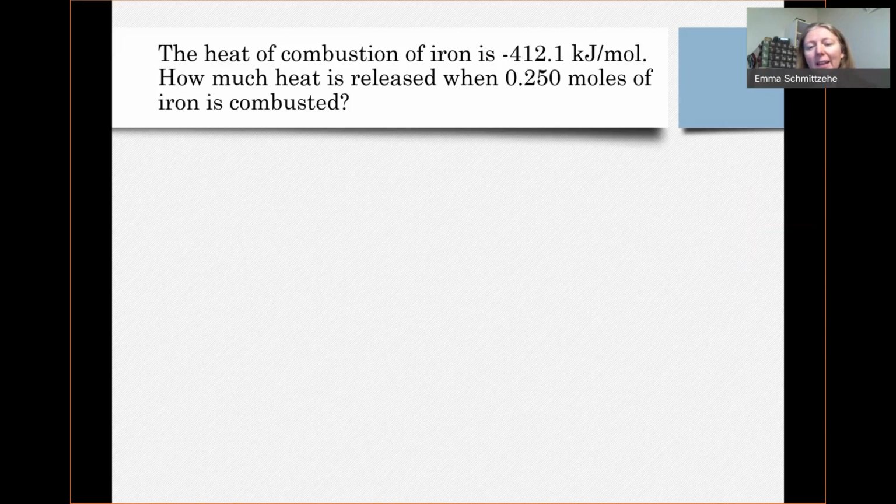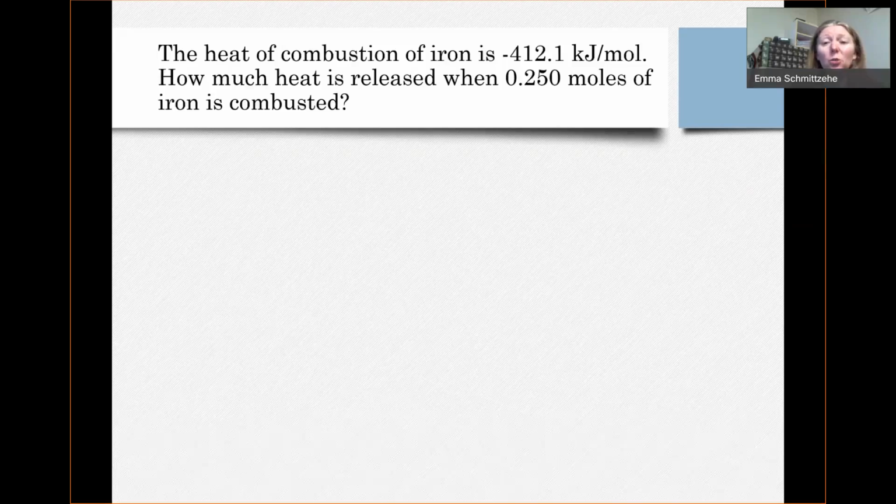And I want to point out that negative, all that means is that heat is released. Okay, so in chemistry, when we're dealing with energies, sometimes we'll put positive or negative signs with it, and that's just telling you where the energy is going. If it's positive, that energy is being absorbed. If it's negative, that energy is being released. So in this case, when iron is combusted, it releases energy, specifically 412.1 kilojoules per mole. And we want to know how much heat is released when 0.250 moles of iron is combusted.